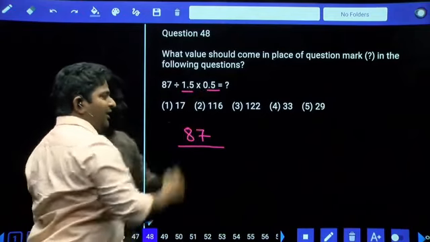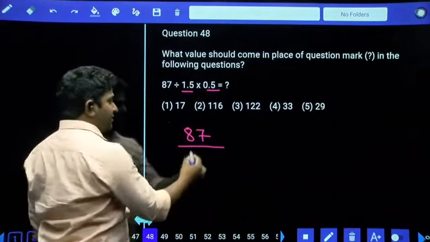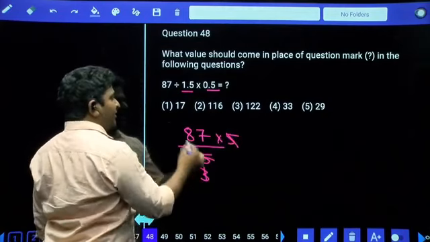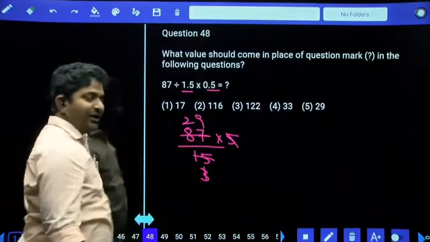In both numerator and denominator, we have only one digit after decimal. So I'll write it as 15 and then 5. 5 3 times here, 3 2 times and then 9 times. 29, fifth option answer.